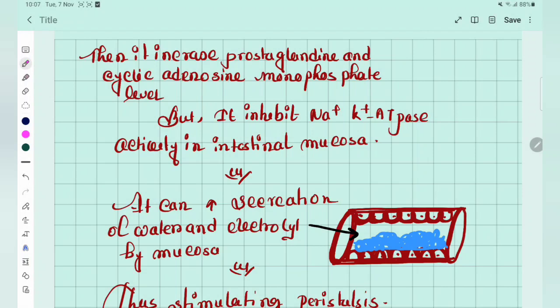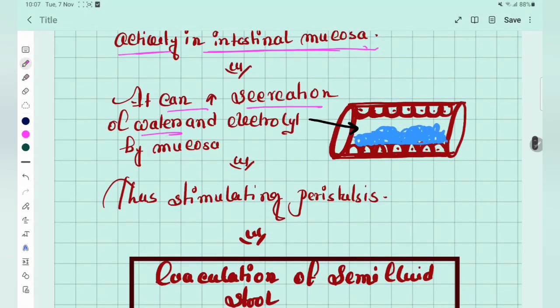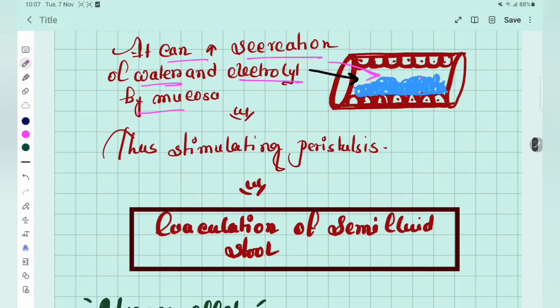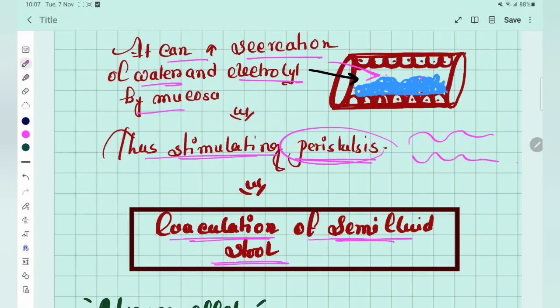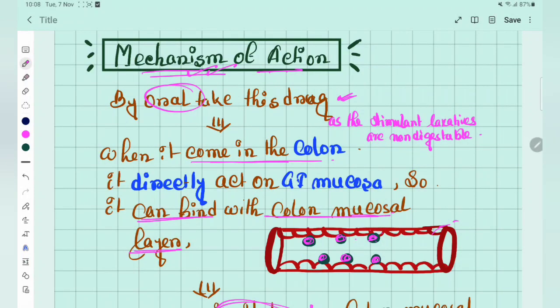And when inflammation occurs in the colon mucosal layer, it increases the prostaglandin and cyclic adenosine monophosphate level, and it inhibits the Na plus K plus ATPase activity in the intestinal mucosa, and it can increase the secretion of water and electrolytes by the mucosa. And when the secretion of electrolytes and water is increased, it stimulates peristalsis, and when the peristaltic movement is increased, it can cause evacuation of semi-solid stool. Again, I repeat the mechanism of the stimulant laxatives.